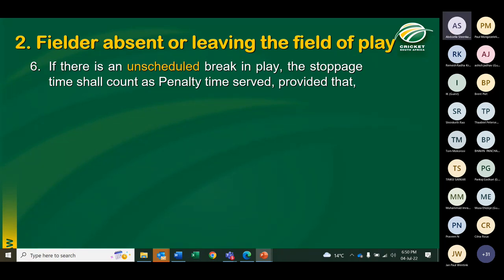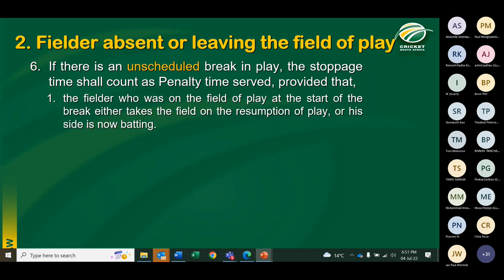But there are certain criteria that need to be met. Let's have a look at what criteria need to be met to offset an unscheduled break, a rain interruption, from penalty time that the fielder owes us. Firstly, the fielder was on the field of play at the start of the interruption. So at the start of the rain interruption, the fielder was on the field of play. And when play resumes after the interruption, that same player needs to take the field of play.